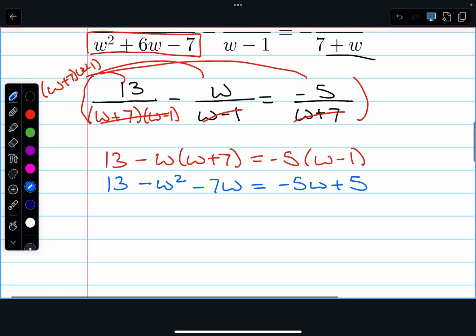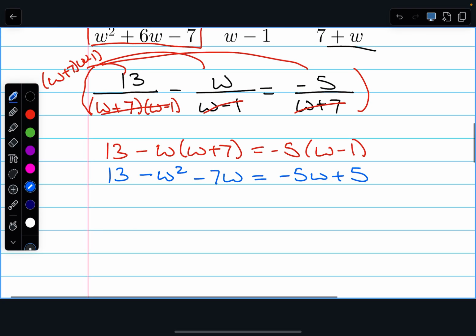Now our goal is to solve this, and I see that I have a w squared. So that lets me know that these are going to be quadratics. So I needed to say equals 0. To do that, I have a couple options here. I'm going to go with some options that my students had suggested. The first thing they suggested was to rewrite this in proper order. So we're going to put that w squared first, and then the 7w, and then the 13.